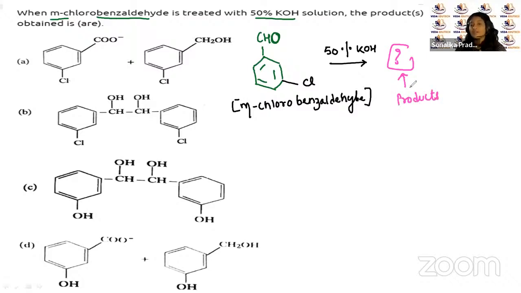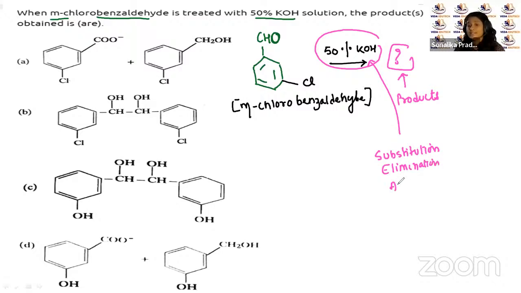Now, you have to identify what the possible reactions are that could happen with KOH. We can have substitution. We can have elimination. We can have aldol condensation. We can have Cannizzaro reaction, right? Cannizzaro reaction.